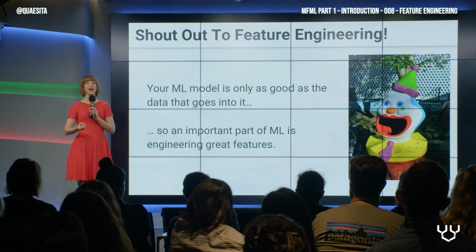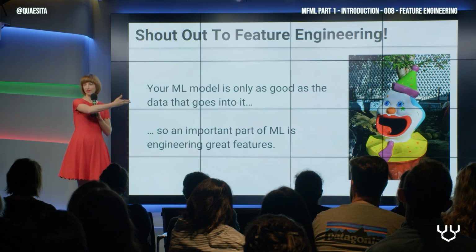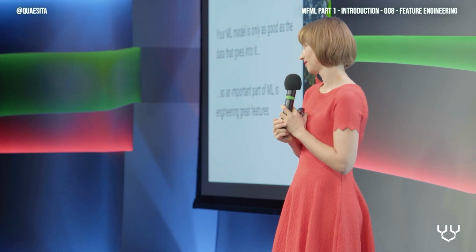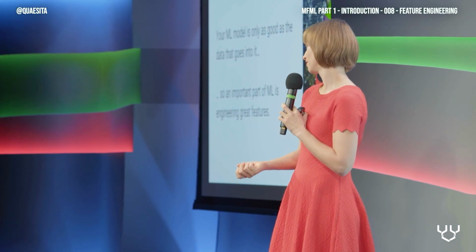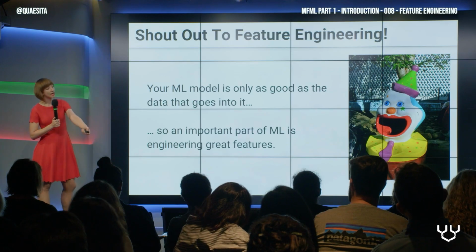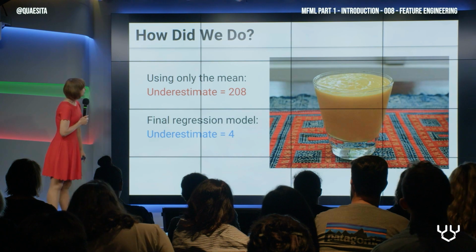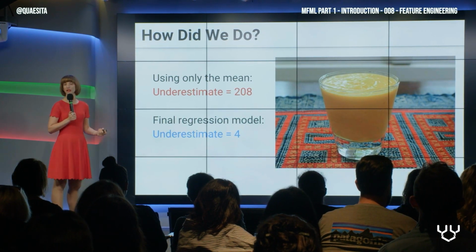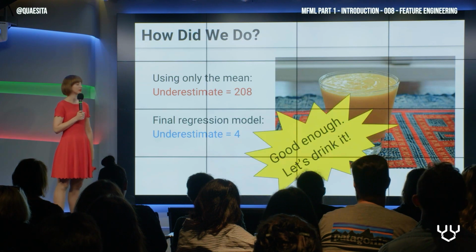The fact that you had the knowledge about this domain and realized that having the weights in grams of all of these things was going to be useful, that is the reason that you get a model that's this good in the end. It pays off. You can convert your domain knowledge into good solutions. And how did we do in the end? Our underestimate for quiche Lorraine is only 4 calories. I say good enough, let's drink it.